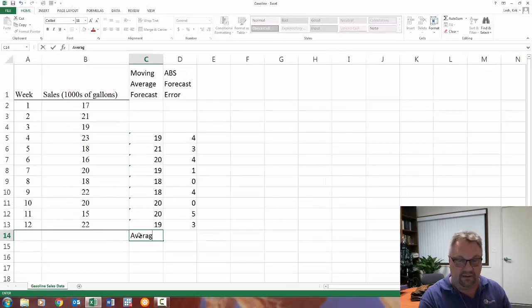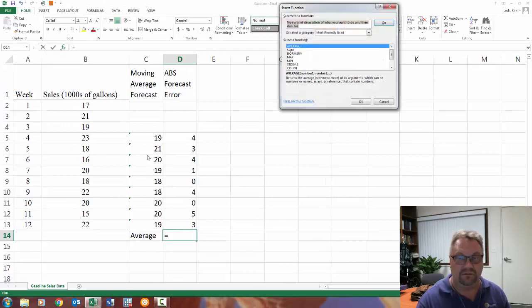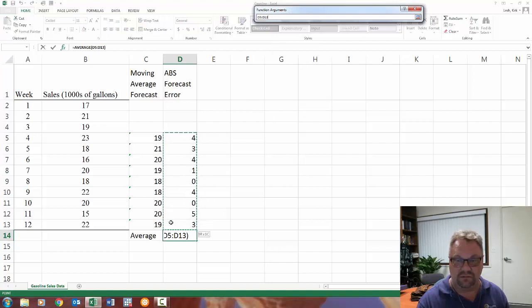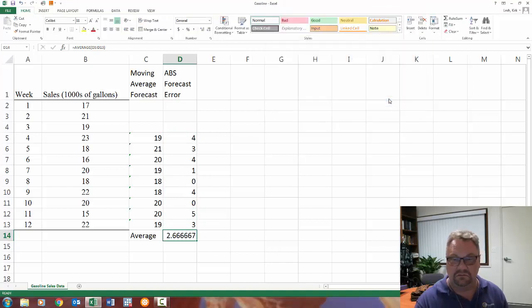And then, of course, I can calculate the average of this. So, average. Okay, well, the average here is about 2.6. A little bit, not too bad. We got some 5s and some 4s, but 2.6, not bad.